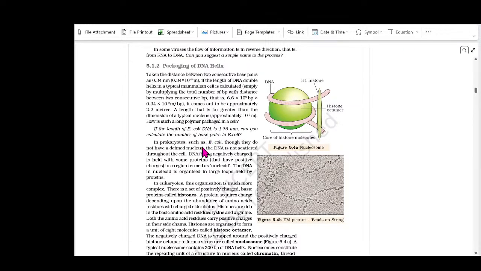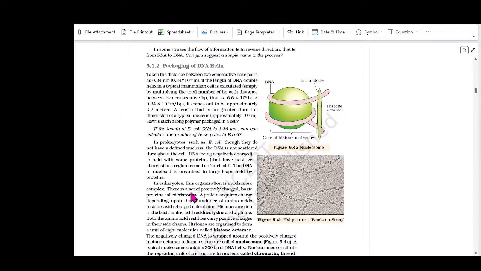In prokaryotes such as E. coli, though they do not have a definite nucleus, the DNA is not scattered throughout the cell. DNA, being negatively charged, is held with some proteins that have positive charges in a region termed the nucleoid. The DNA in the nucleoid is organized in large loops held by proteins. In eukaryotes, this organization is much more complex.